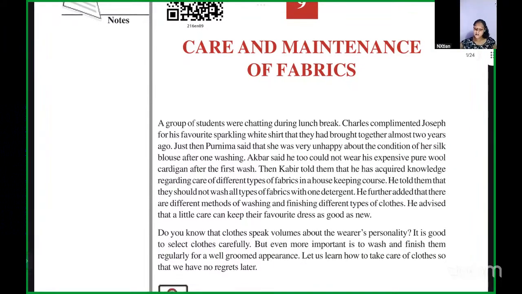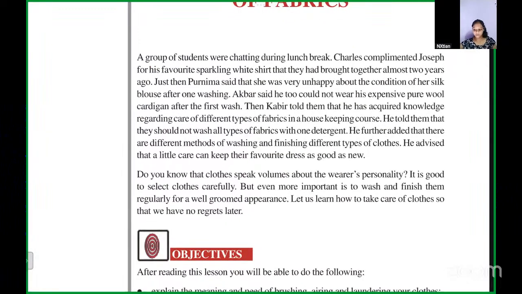Now, a group of students were chatting during lunch break. Charles complimented Joseph for his favorite sparkling white shirt that they had bought together almost 2 years ago. Just then, Purnima said that she was very unhappy about the condition of her silk blouse after one washing. Akbar said that he too could not wear his expensive pure wool cardigan after the first wash. Then Kabir told them that he has acquired knowledge regarding care of different types of fabrics in a housekeeping course.